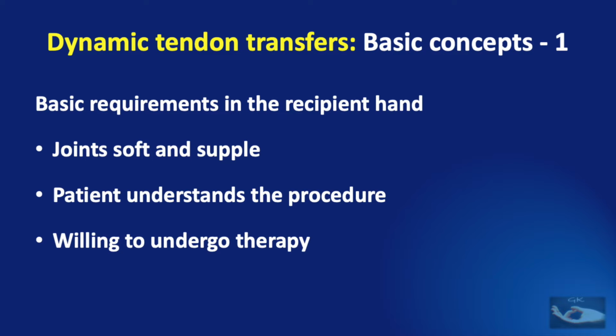First of all, we need to understand that the basic requirements in the recipient hand must be fulfilled before planning a dynamic tendon transfer. The joints should be soft and supple. The patient should understand the procedure and be willing to undergo the therapy that is required post-operatively. For more details about these basic requirements, please click on the icon above.